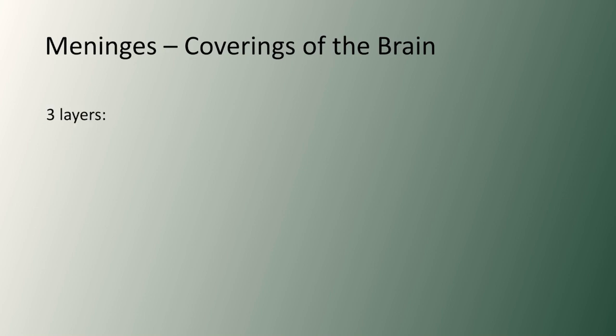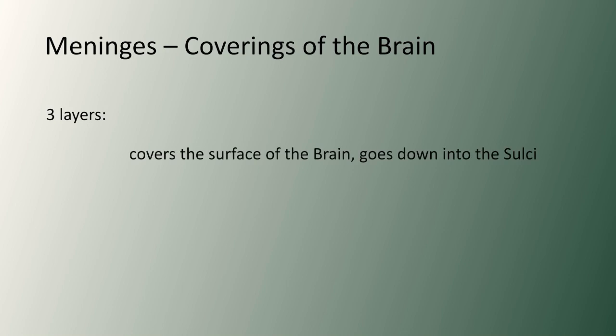Coverings of the brain. 3 layers, right? We have 3 layers. Let's talk about this. Let's review. This layer covers the surface of the brain and goes down into the sulci. That's right. Pia mater.